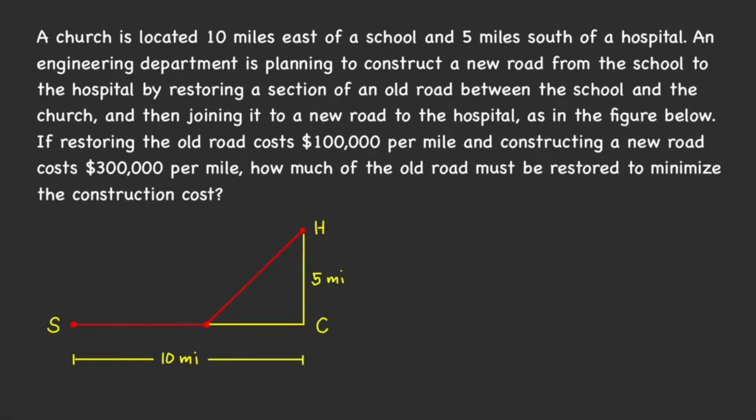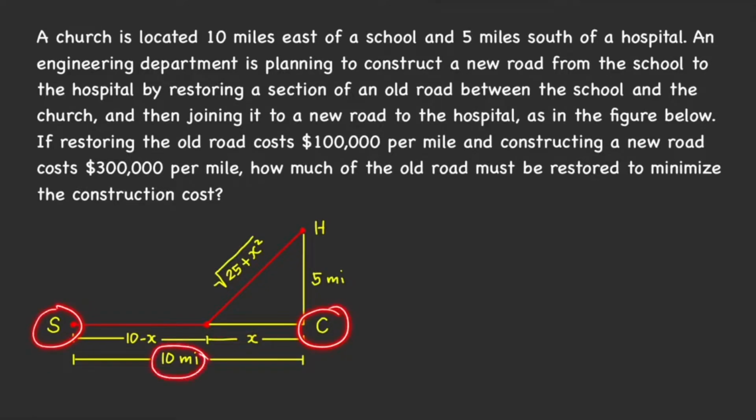Now, let's represent this section to be 10 minus x. Actually, we can represent this by x, but I prefer it to be 10 minus x so that I can get a simpler expression for this length. So if I represent this to be 10 minus x, then this section here is equal to x because the distance between the school and the church is 10 miles.